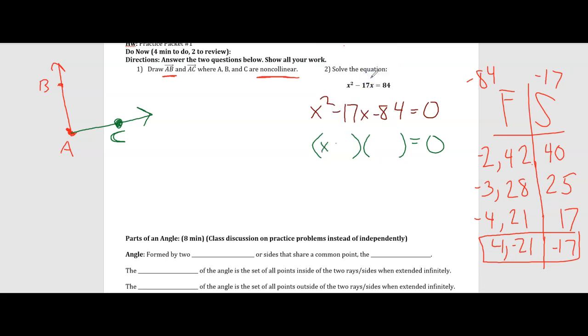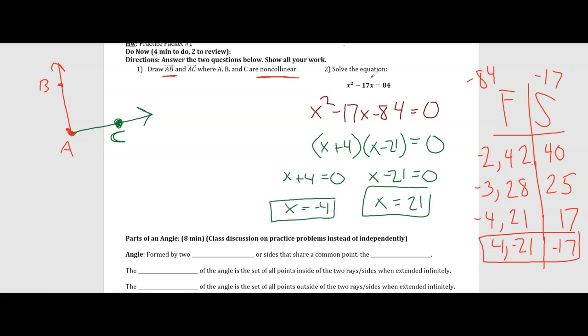So x plus 4 times a quantity x minus 21. I then have my two individual equations to solve using the zero product property. And I get x is equal to positive 21 and x is equal to negative 4. Okay, so just a little review on using factoring to solve a quadratic.